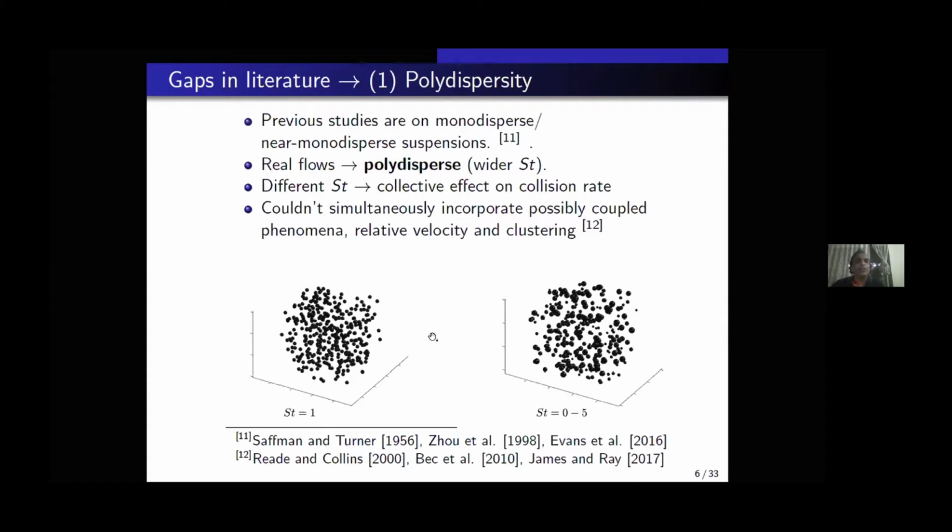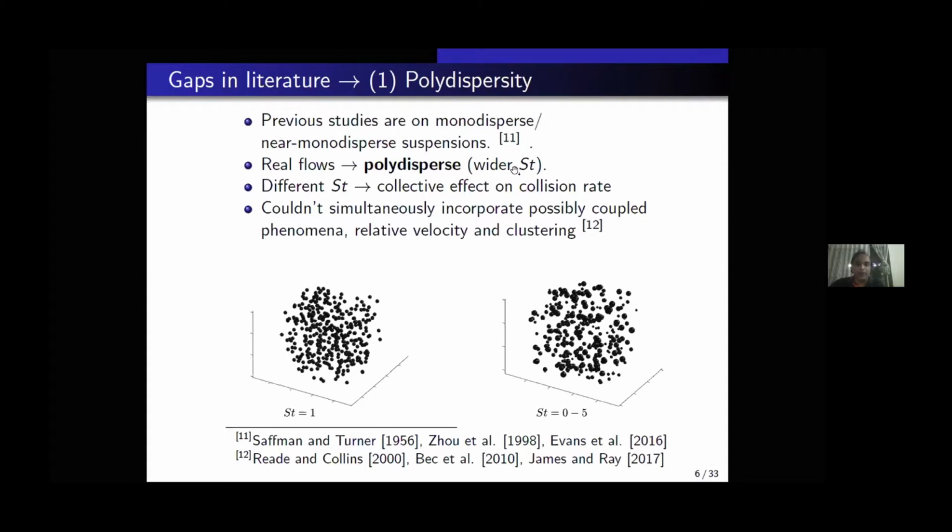Okay, so what are the gaps in literature we found? One of the important aspects in the rain problem or in many other real life settings is that you have a large distribution of droplet sizes in any application. So that's what we refer to as polydispersity. And several studies on the relative velocity and the clustering mechanism that I mentioned in a couple of slides back, they are focused either on monodisperse particles, where all the particles are of a similar size, or near monodisperse. So the particle sizes are not too different from each other. We are going to focus on the regime where you have a wide range of Stokes numbers that are present in our flow field.